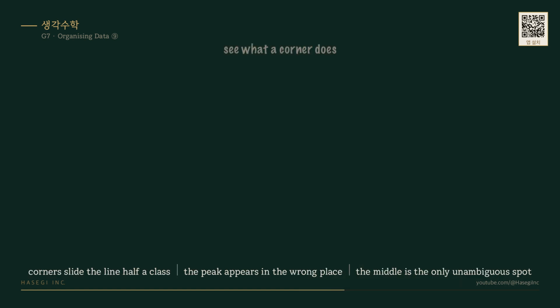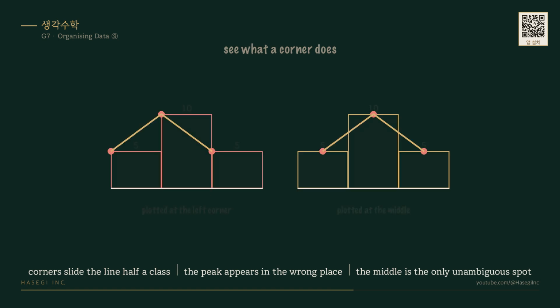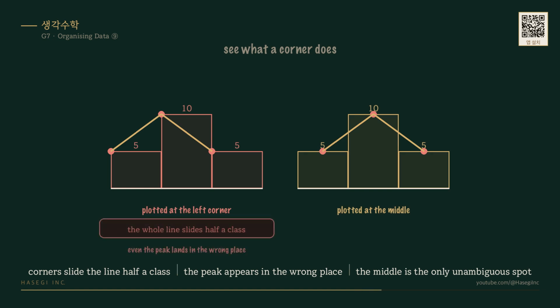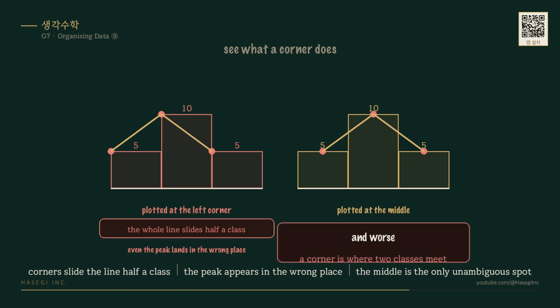See what happens if you take a corner. Mark every top left corner and the whole line slides half a class to the left, and the peak appears to sit half a class early. Worse, that corner is where 2 classes meet, so it is unclear which class the point belongs to. The middle is the only position with no such argument.